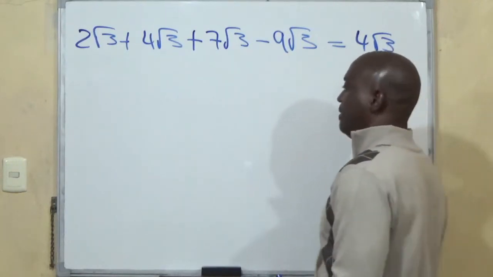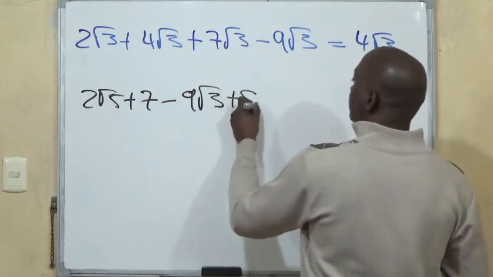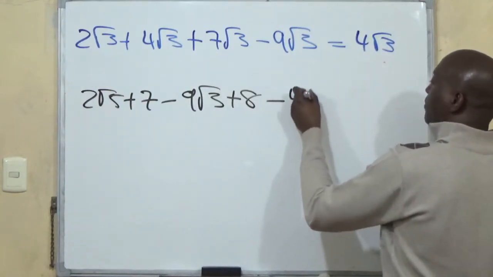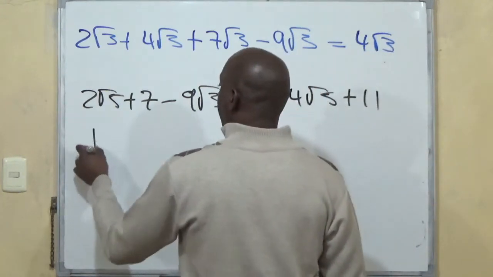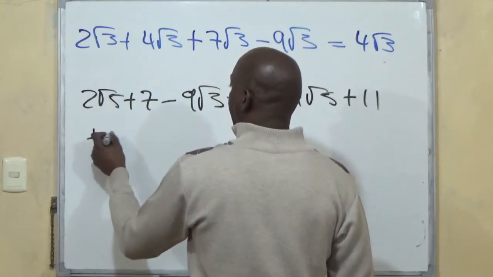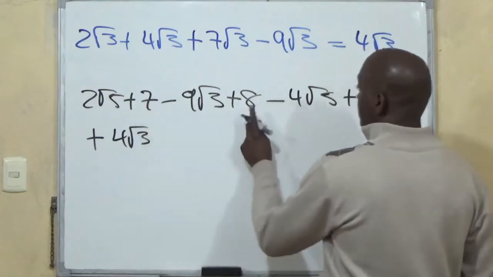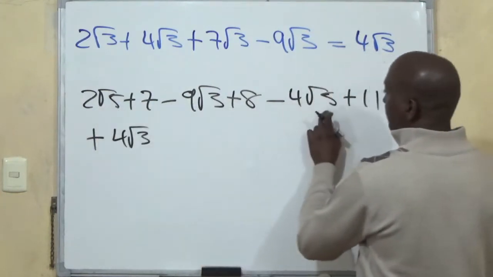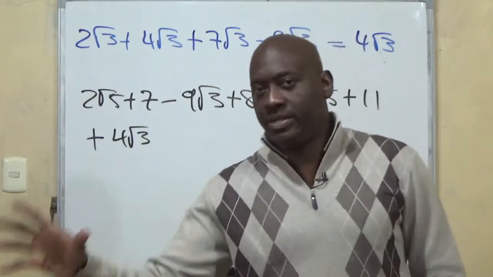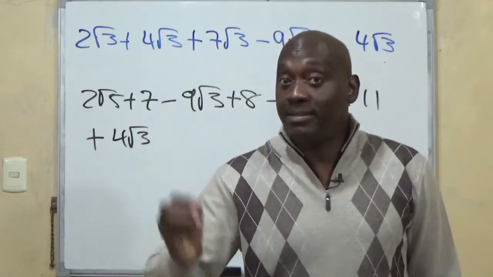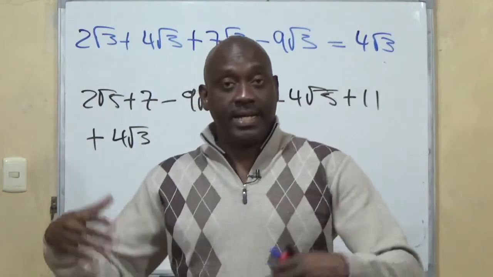If I have to simplify, let me say, 2 root 5 plus 7 minus 9 root 3 plus 8 minus 4 root 5 plus 11 plus 4 root 3. We have integers. You have surds where the common factor is root 5, and you have surds where the common factor is root 3. So if for any reason you have to simplify a situation where you have surds with different factors, then we bring the like terms together, and that simply means grouping the surds with the same factor together, and then you group the integers together, and then you drill down and you simplify.